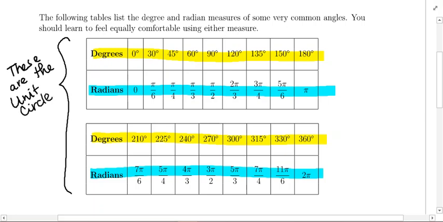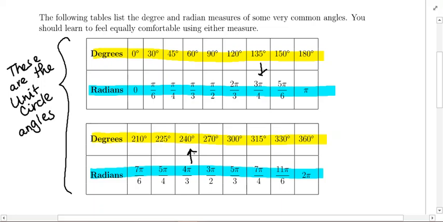I know we haven't even developed the unit circle yet, but I'm giving you a preview of what's coming. The unit circle is a big circle with a bunch of angles, and you need to know this inside and out, the specific angles on there, both in degree measurement and in radian measurement. You need to get to a point where if I ask you about 135 degrees, you know it's the same thing as 3 pi over 4. Or if I ask you about 4 pi over 3, you know it's the same thing as 240 degrees.